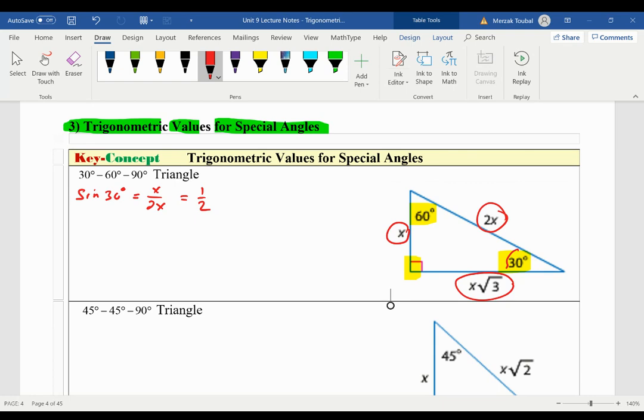Then if we find the cosine of 30 degrees, that's going to be the adjacent, which is x root 3, over 2x. Cosine is the adjacent over the hypotenuse. And then we simplify, meaning we cross out the x and the x. So this will simply be root 3 over 2. And this will always be true. Cosine 30 is always root 3 over 2.